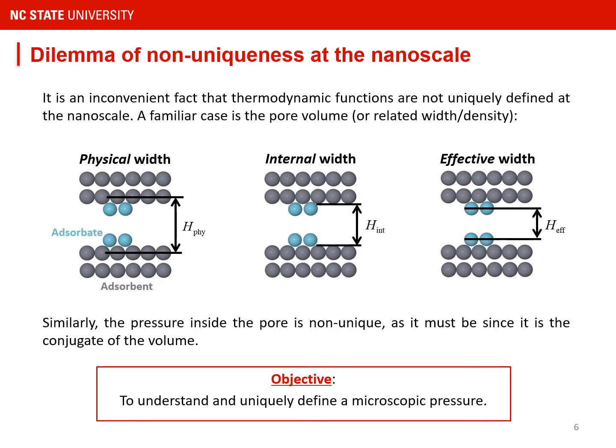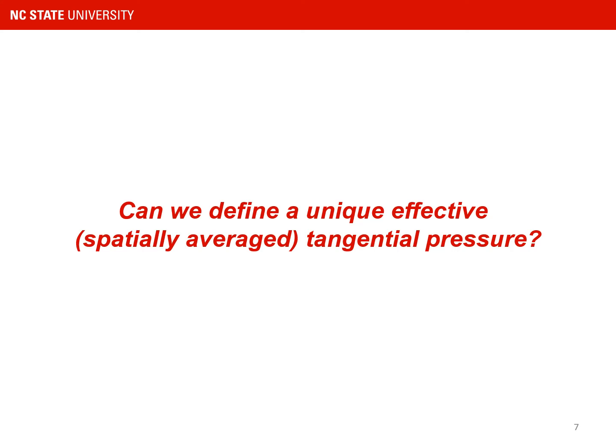So far, I have explained why we had difficulties with the microscopic pressure tensor, and especially why the local tangential pressure is not uniquely defined. So the question that we ask ourselves is, can we define a unique effective tangential pressure by spatially averaging the local value over some sensible volume? In this way, we might get a value of pressure that is independent of arbitrary contour, and also we will have a volume that is well defined in space.